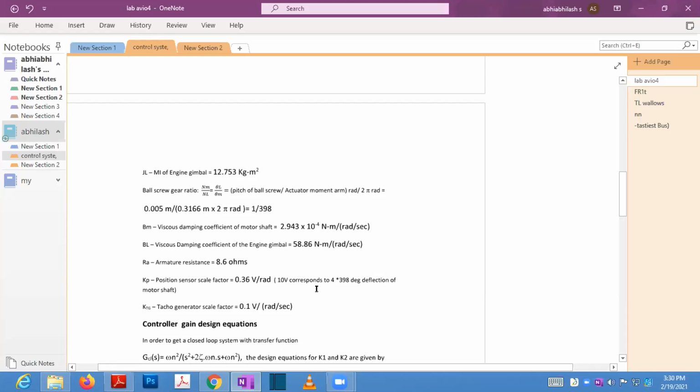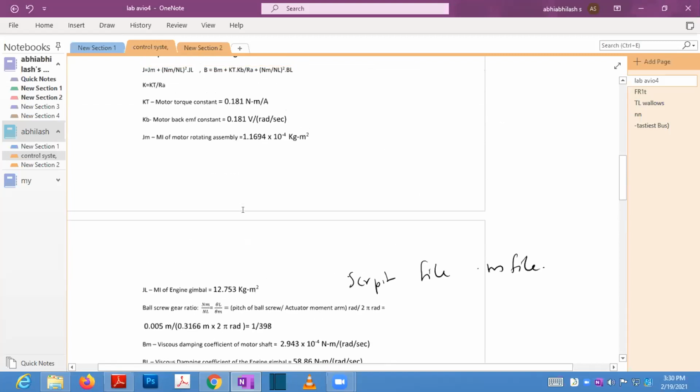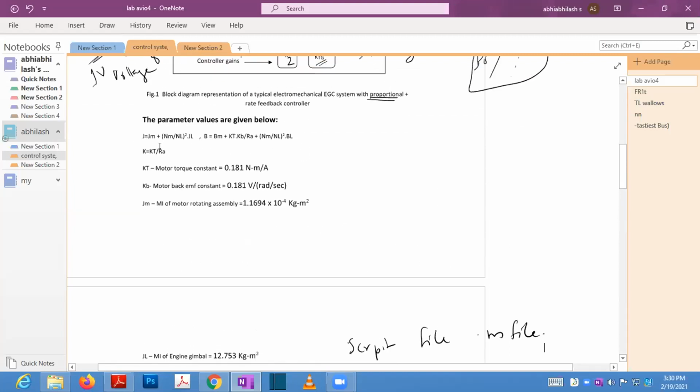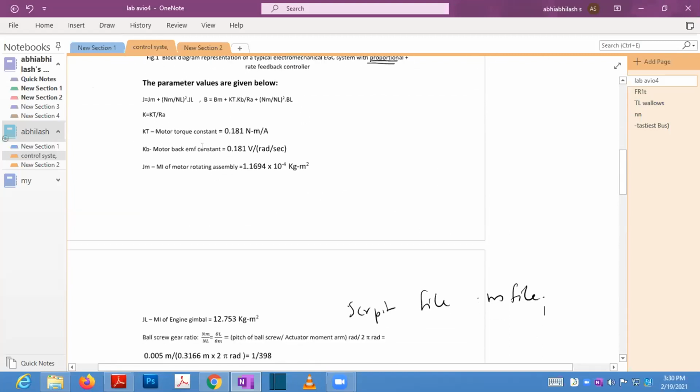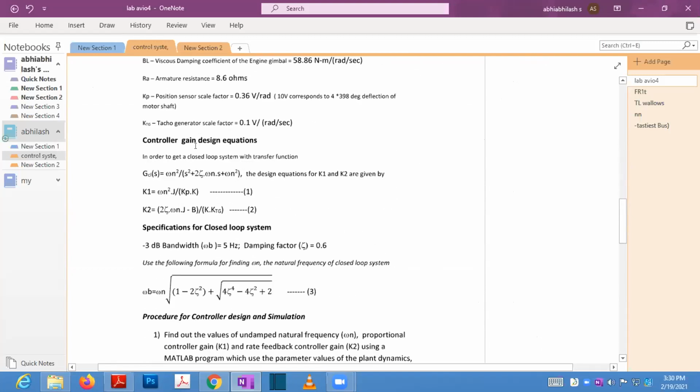These things you have to enter in a script file or .m file. These things you enter, and after that you enter these things. Then you will get the J, all the values, and the controller gain design equations.